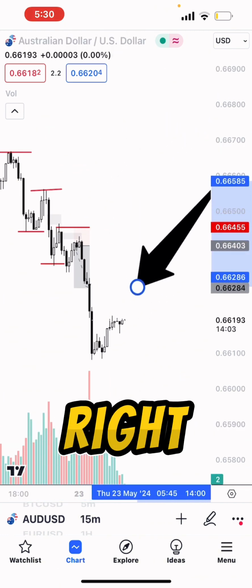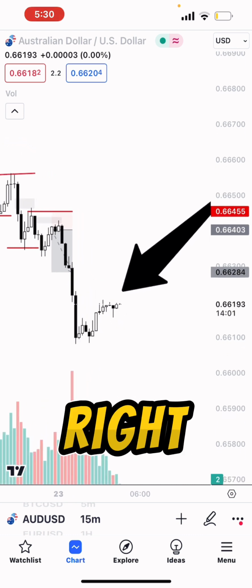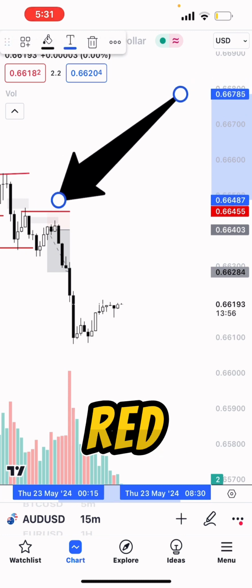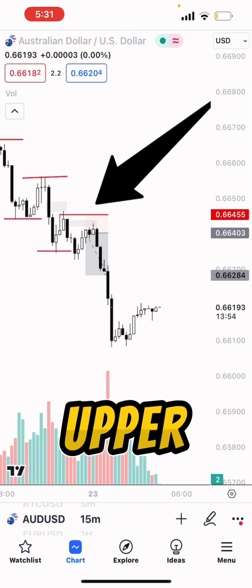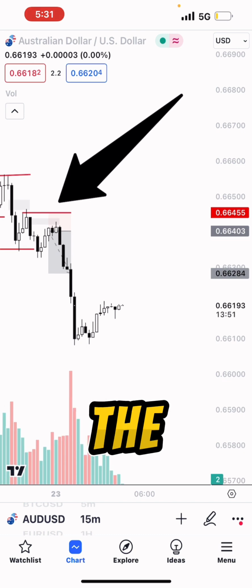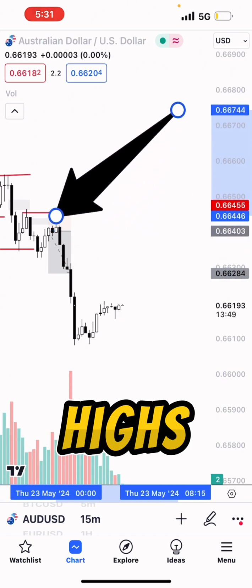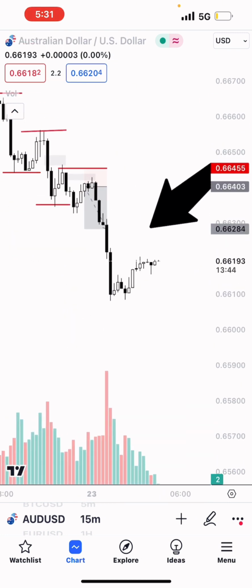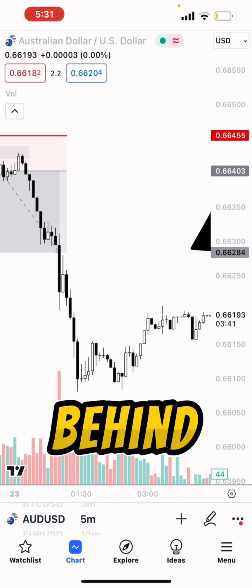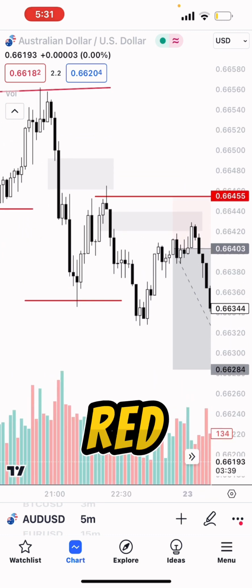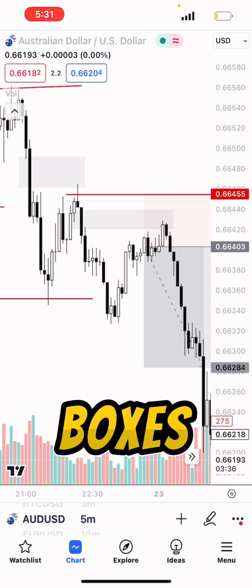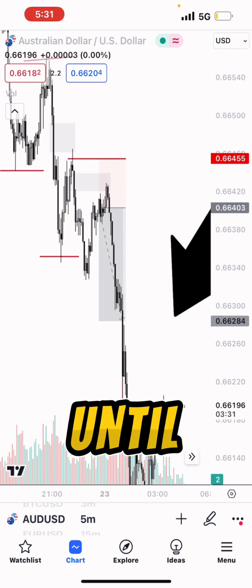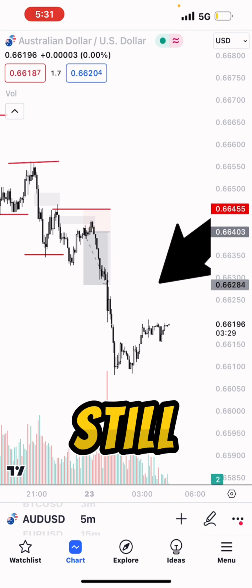Meaning I would need price, say this price right here, this is where it's at right now, to come up high and break these red pieces of structure on the upper left of the screen that you're looking at. I would need the price to come and break those highs, and when that happens, it will leave behind gaps, just like you saw here with the red, just like I traded here with the gray boxes. You'll see all these gaps get left behind, but only on the white candles. But yeah, until I see a break of structure, we're still selling off.